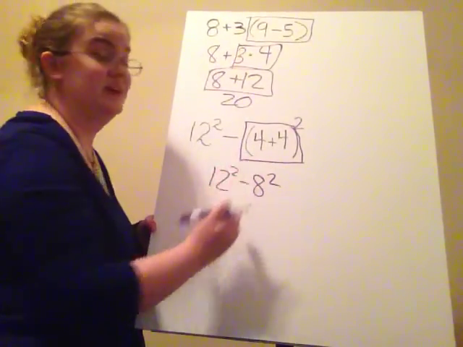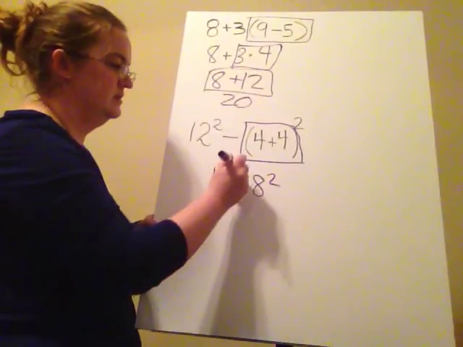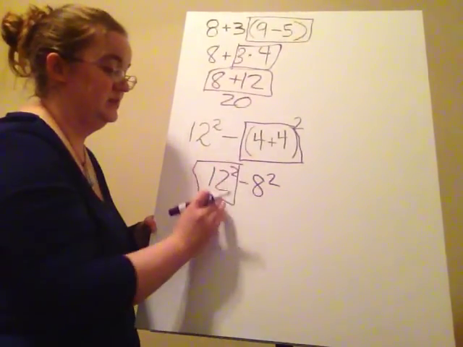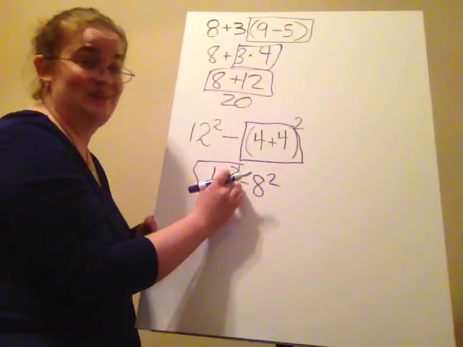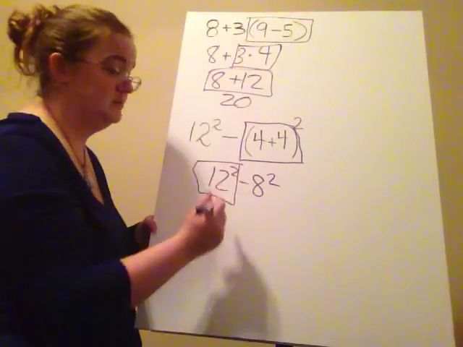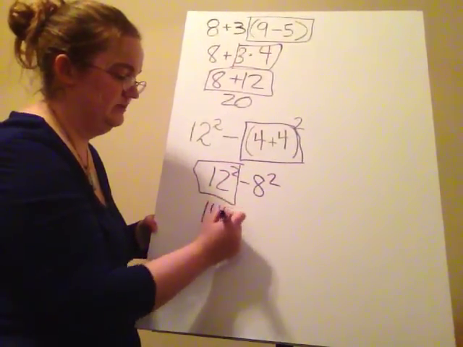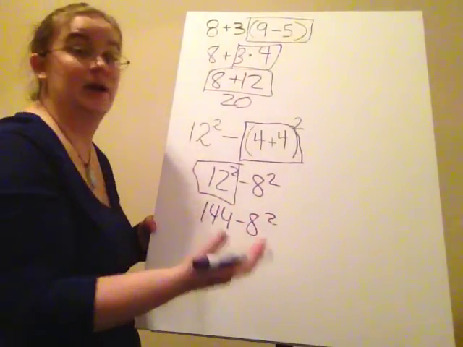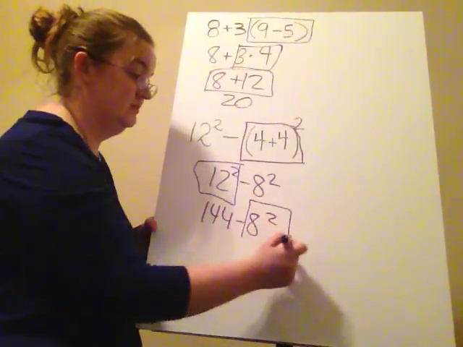Okay. My next step is to deal with exponents. So I've got exponents here, so 12 to the second power. Remember that means 2 12s multiplied together, so 12 times 12, which is 144. I also need to do 8 squared.